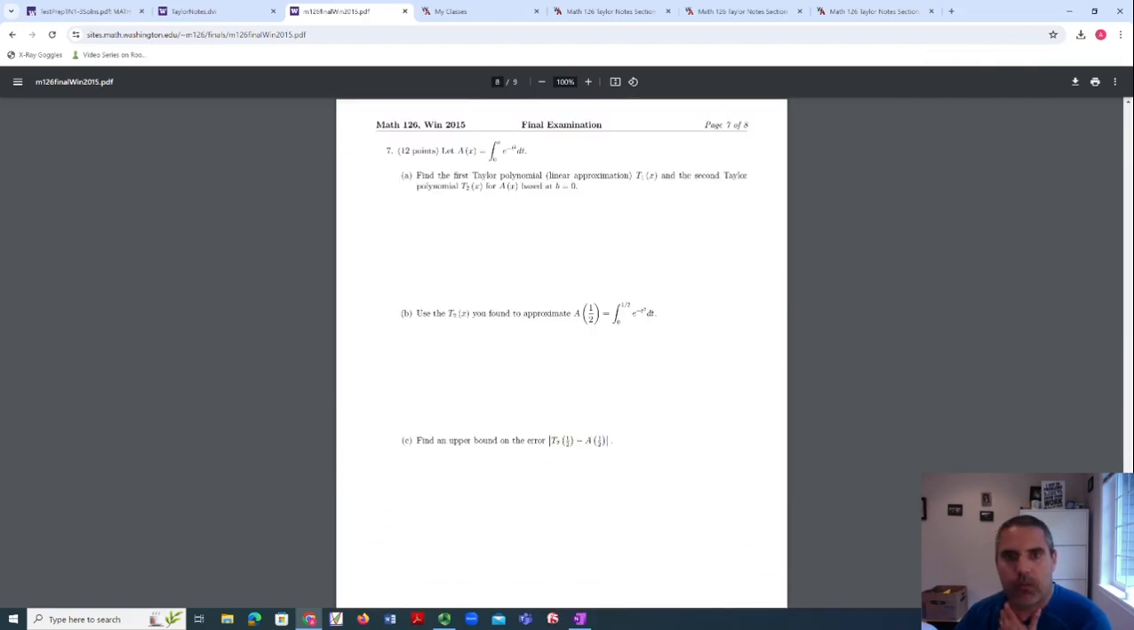Let's look at this one. Give an upper bound on the error. So you're going to need the third derivative of whatever they gave us, and then you're going to find a bound. Okay, I think I'll leave that.